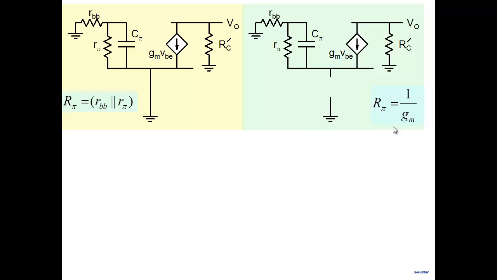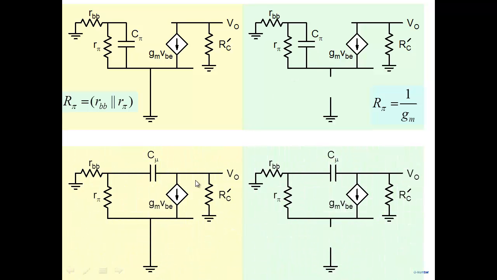1 over Gm. Now, note that this resistance RBB parallel R pi, in many cases R pi would be much larger. And so this capital R pi will be equal to RBB, which for us is 200 ohms. So you have 200 ohms here, which is what the CPI sees. And here 1 over GM is 10 ohms. So 20 times smaller. The kind of resistance that CPI sees here is 20 times smaller.